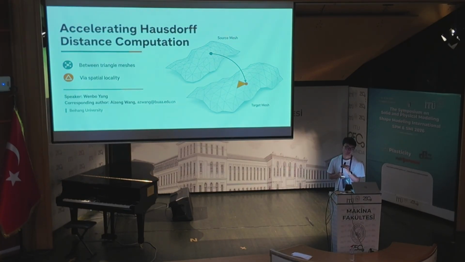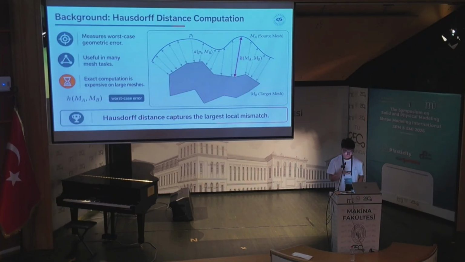I'm from Weiyin University. We will talk about accelerating distance computation on geometric patterns. I will explain the problem, the method, and certain elements of the experimental results. Let's start with the background.